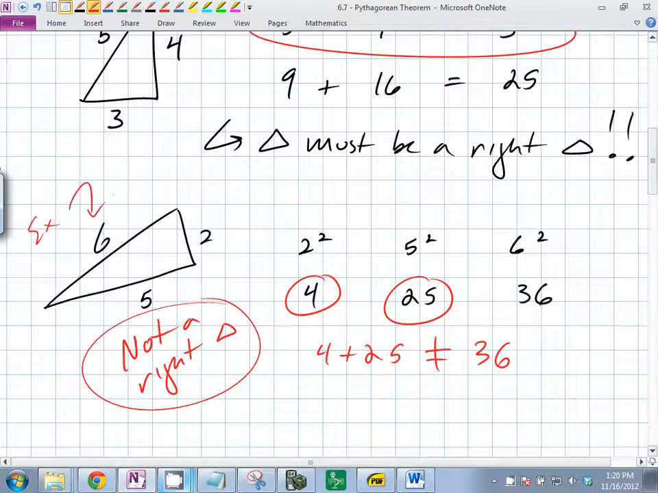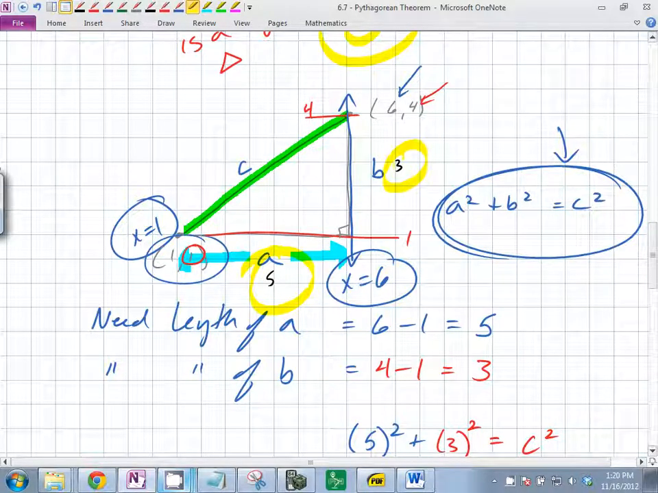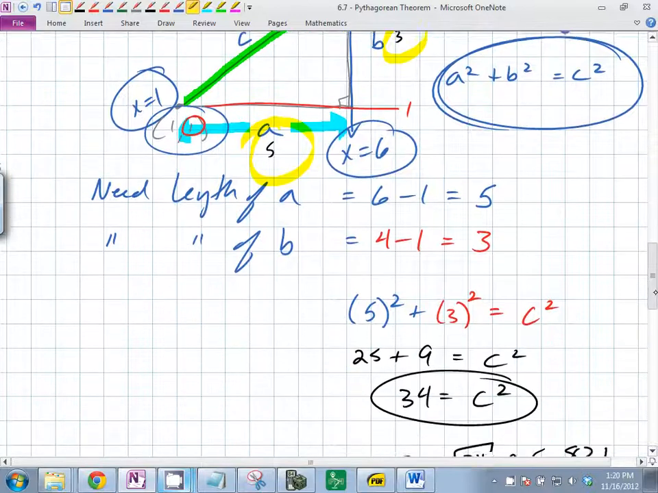The second thing you can do is find the distance between any 2 points. You first need to find the horizontal distance, then you find the vertical distance, you square both, add them together, take the square root, and you can find your distance between any 2 points.